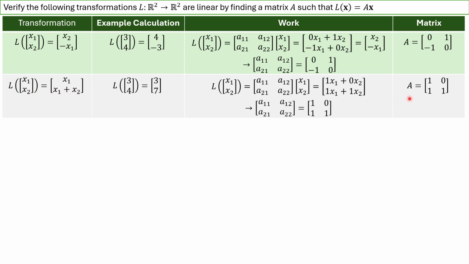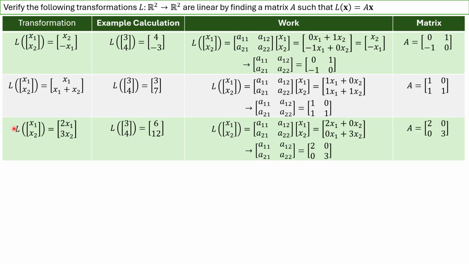That means we have one of each in the second row. Now here we have a non-uniform scaling example. We double x1 and triple x2. That's what applying this linear transformation L does to the vector x1, x2. It doubles x1, triples x2.